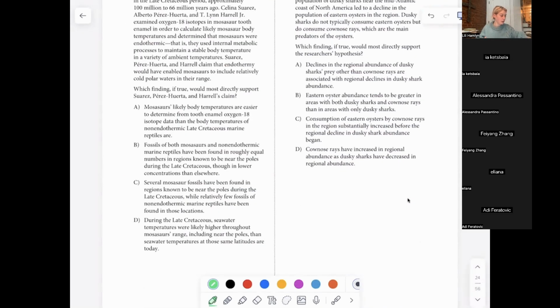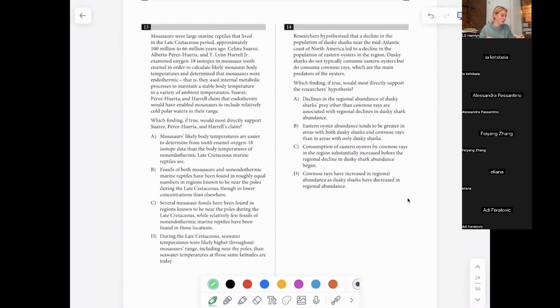Okay, let's look at number 13. Which finding, if true, would support? So we're looking for support, not undermine. And then we need to find the claim. The claim here is that endothermy would have enabled the mosasaurs to include relatively cold polar waters in their range.